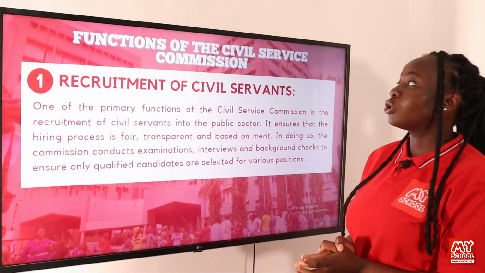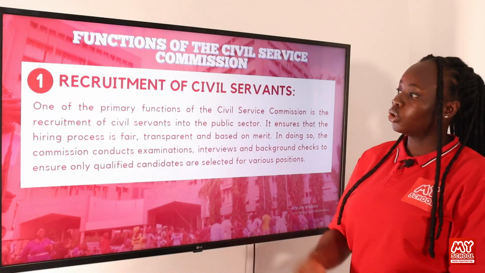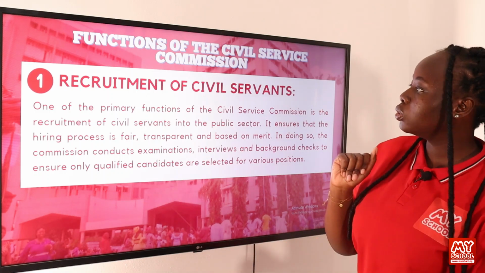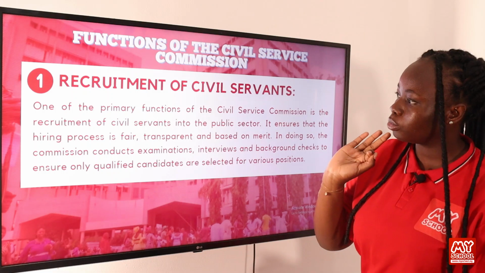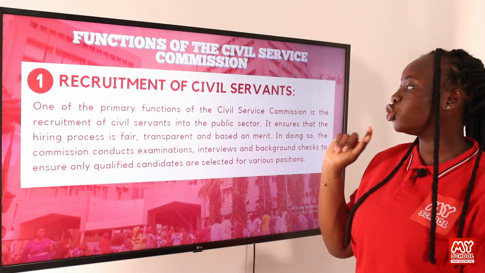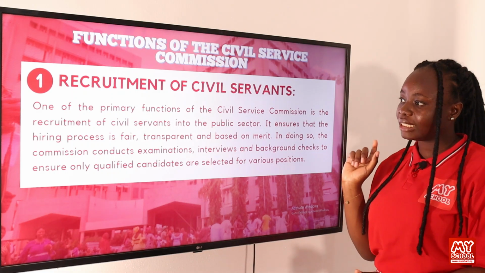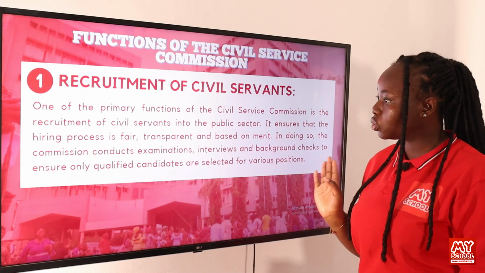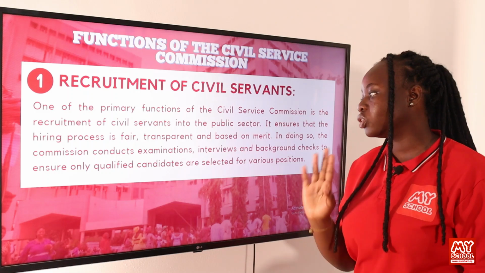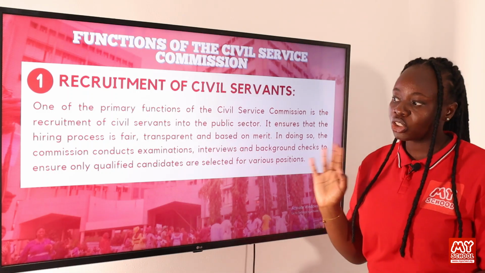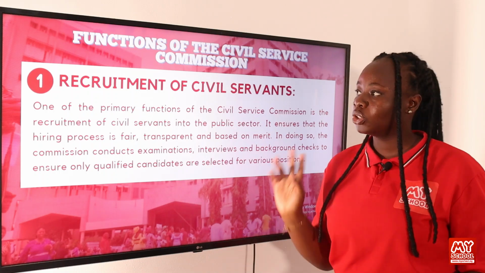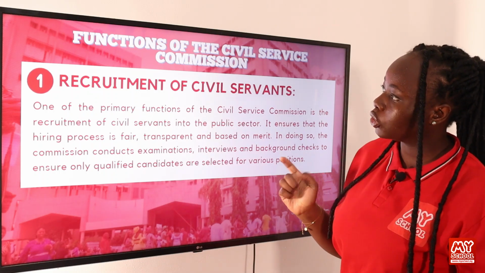Now let's move on to the next slide. All right, so we're going to discuss the functions of the Civil Service Commission. One of their functions is the recruitment of civil servants. So one of the primary functions of the Civil Service Commission is the recruitment of civil servants into the public sector. It ensures that the hiring process is fair, transparent, and based on merit. In doing so, the Commission conducts examinations, interviews, and background checks to ensure only qualified candidates are selected for various positions.